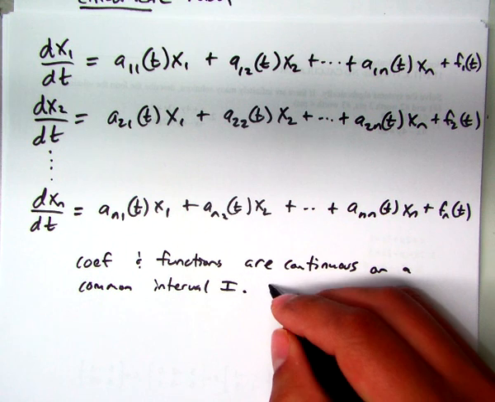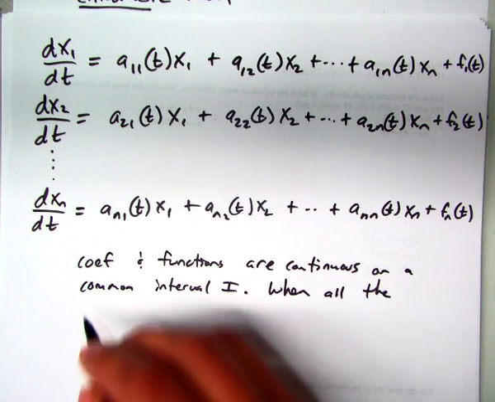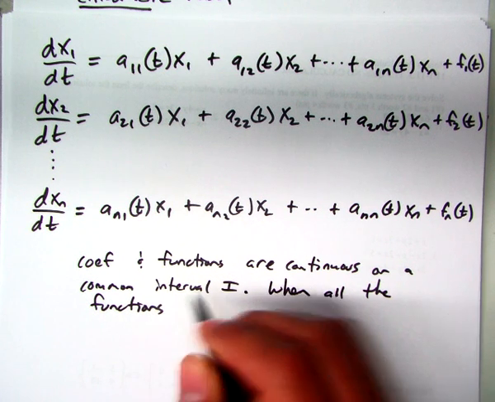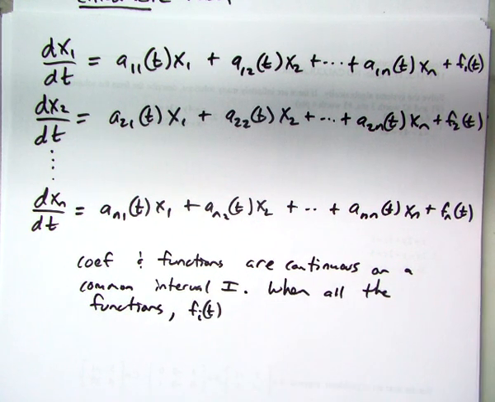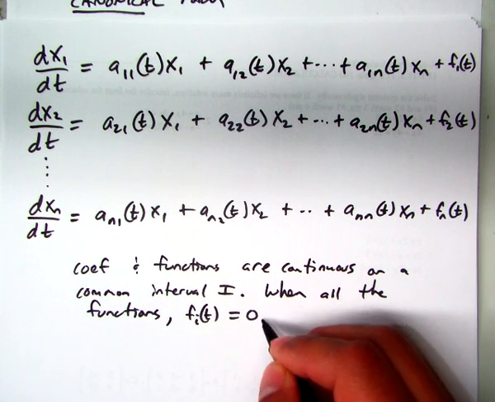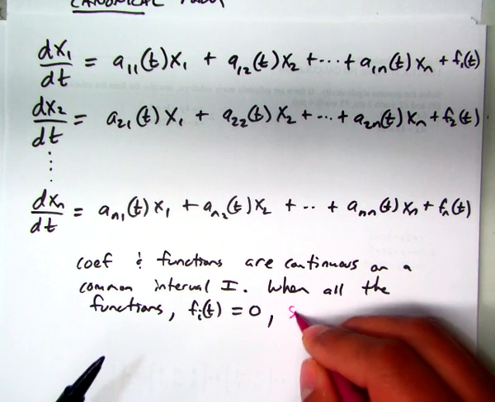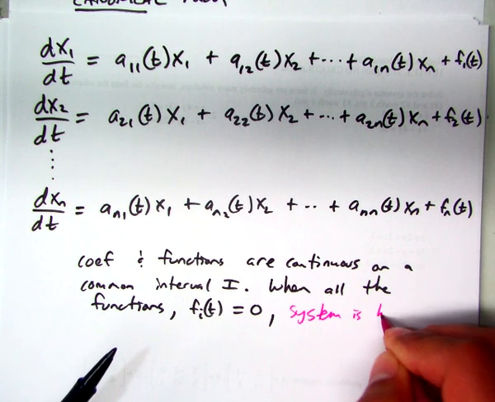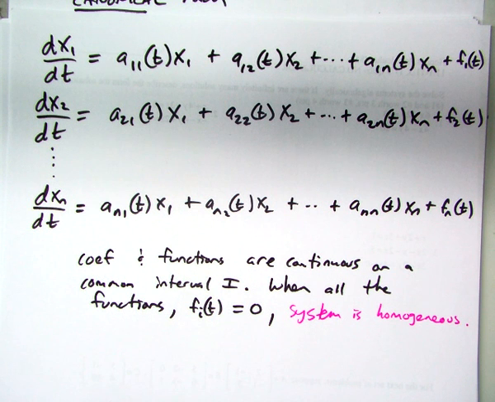And now when all the functions, we'll go f sub i of t, so we're talking about f1, f2, f3, all the way down to f sub n, when all those functions equal 0, we say the system is homogeneous. Otherwise, it's non-homogeneous.